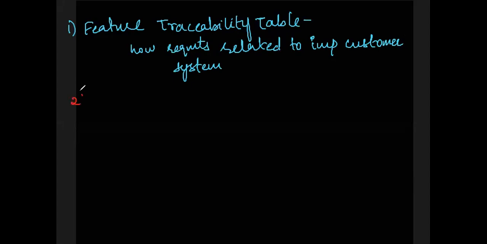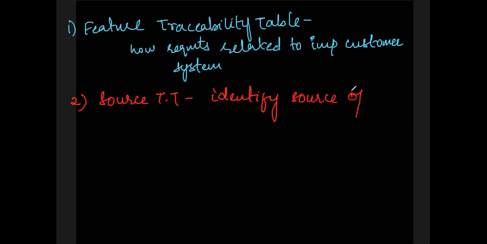Then the next one is the source traceability table. The source traceability table is going to identify the source of each requirement. Identifying the source of each requirement means finding by making use of what, or by going through what scenario, or what made you introduce the specific requirement within the software.